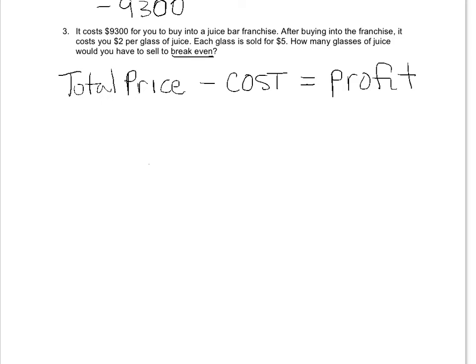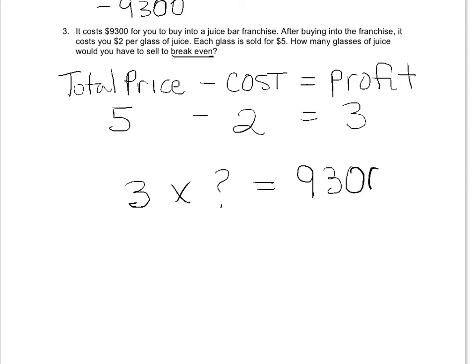So what we're going to first figure out, I do this in a little bit of a two-step problem, because my total price for every glass of juice that I sell is going to be $5. But I have to take out that they cost me $2, so every glass of juice I sell, I'm going to make $3. That's very important because it's going to take me 3 times something to get my $9,300.